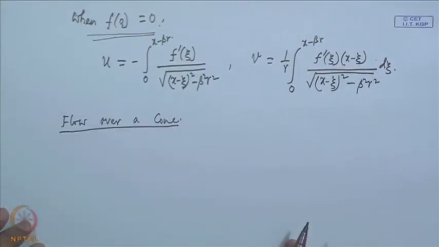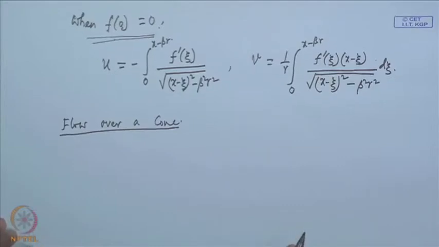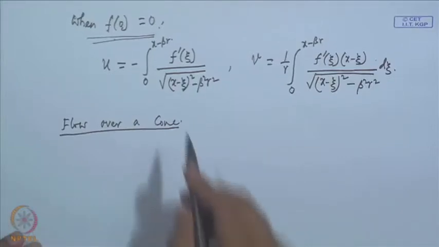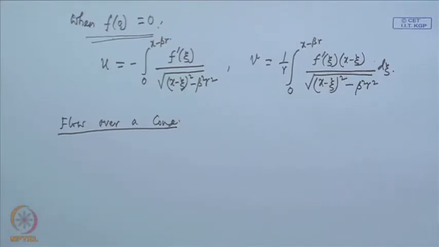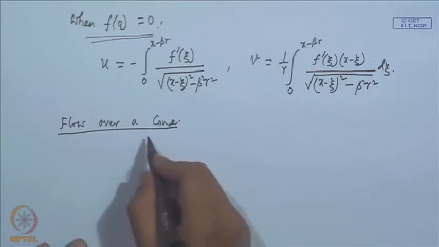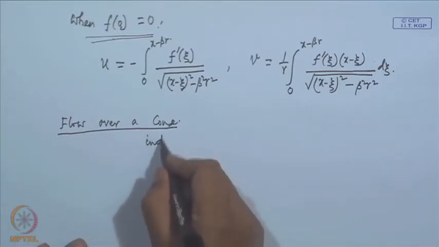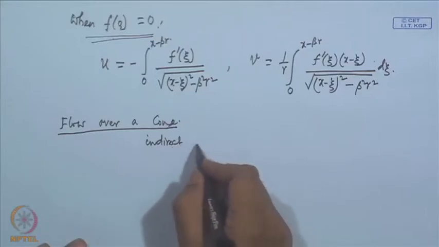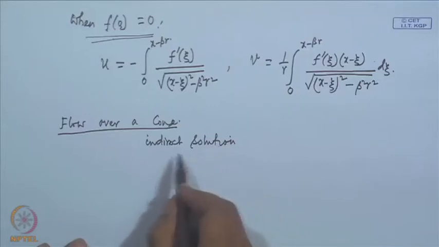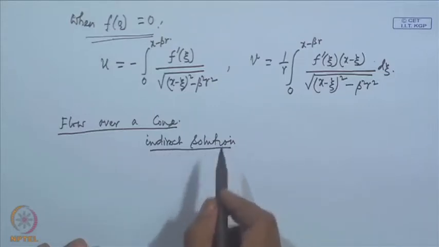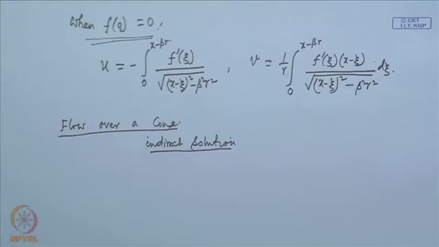Of course, the solution is basically an indirect one, that is, we will assume a source distribution and then we will show that that particular source distribution, or the flow that we get, represents flow over a cone. So, it is an indirect solution, like what we did in case of incompressible flow past a circular cylinder, infinite circular cylinder, either lifting or non lifting.